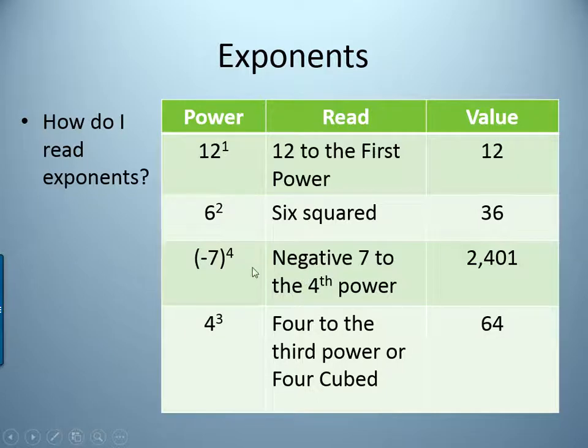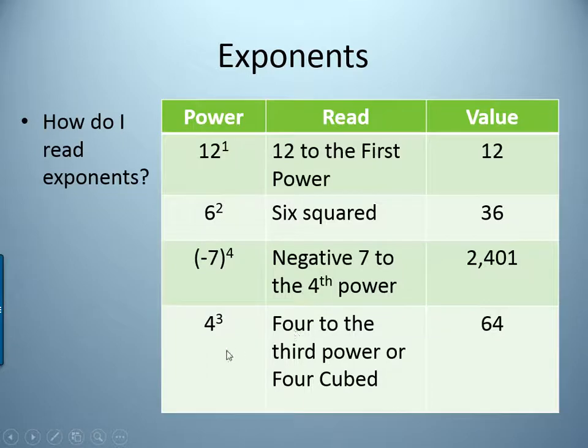-7 to the fourth power is read -7 to the fourth power, or you can also say -7 to the fourth. That just simply means -7 times -7 times -7 times -7, and what we have there is 2,401.